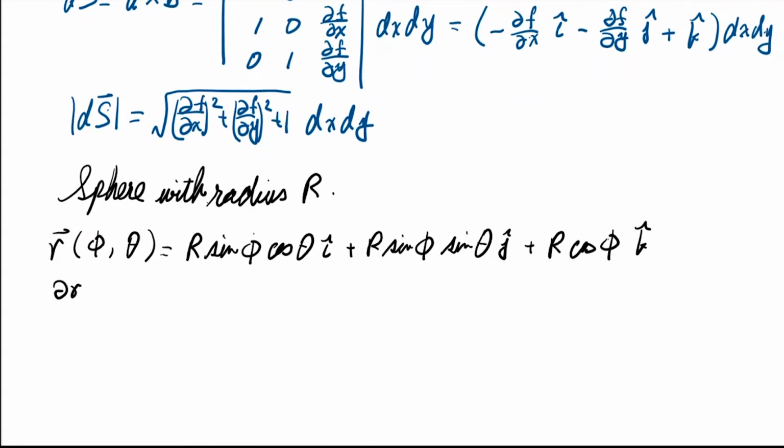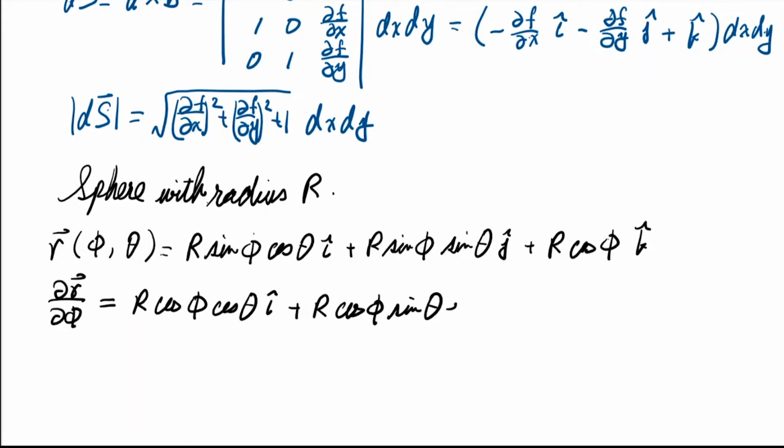Shall we find the partial derivative with phi? Okay. Then this becomes r cosine phi cosine theta i vector, correct? And the next one becomes r cosine phi sine theta j vector, and this one turns into negative r sine phi k vector, right? So that's one partial derivative.